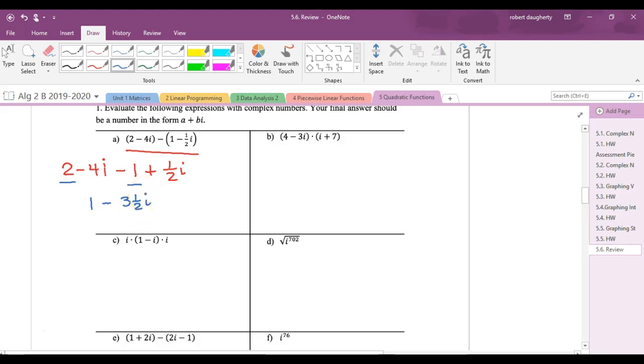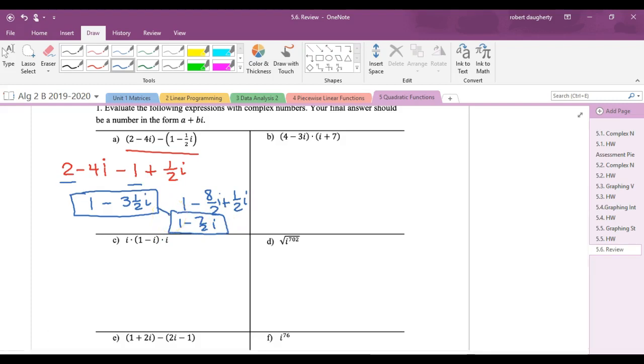The other thing, you could write that, so that's a perfectly good answer like this, or you could write this as 1 minus 8/2 i plus 1/2 i, and so that's minus 7/2, so 1 minus 7/2 i. These are both equivalent expressions, okay?